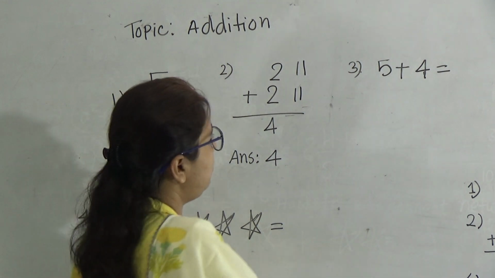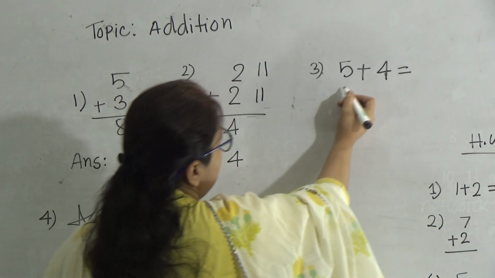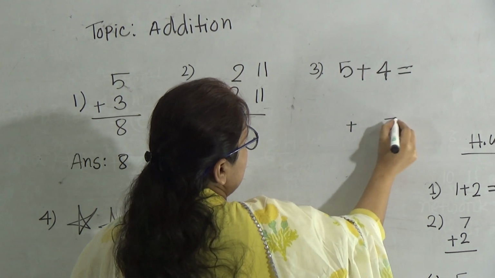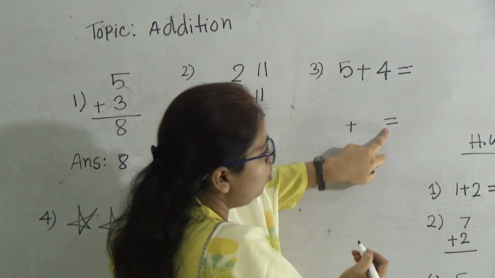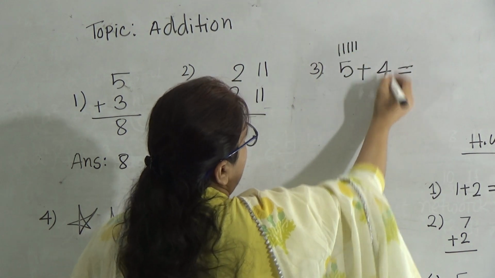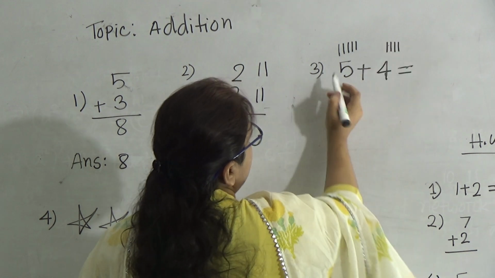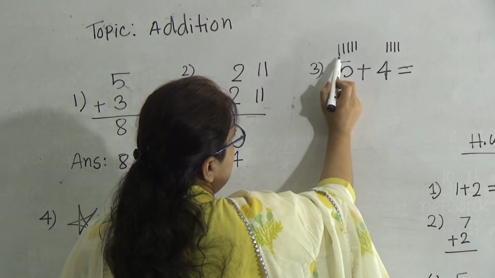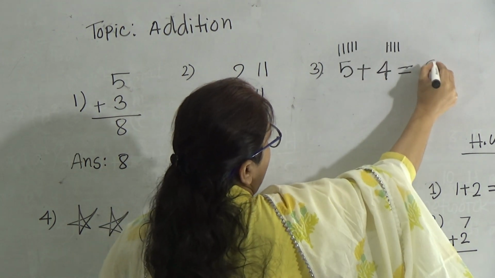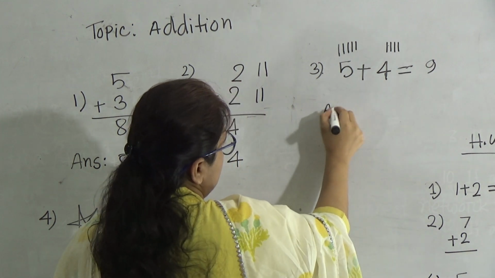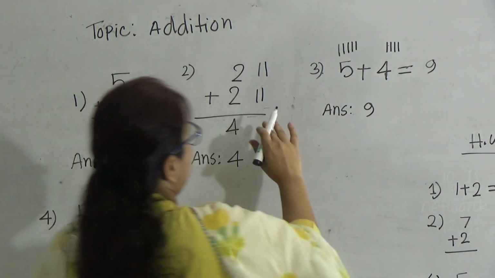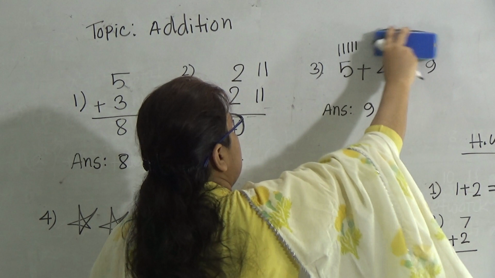Okay. Question number 3. Here are 5 plus 4. This symbol we call plus, and this symbol we call equal. Now 5: 1, 2, 3, 4, 5, and 4: 1, 2, 3, 4. Now we add these numbers on the line: 1, 2, 3, 4, 5, 6, 7, 8, 9. Now we write here 9. Our answer will be 9. Then after that you remove the lines.